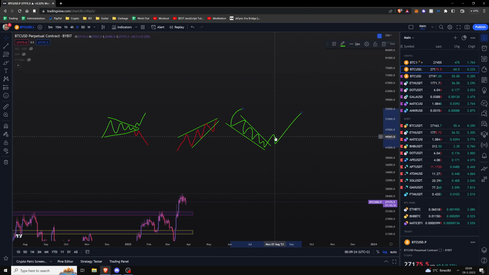Yeah, these usually play out to the downside, and again, this comes from those divergences that I mentioned, and I'll go over those again in a future stream.